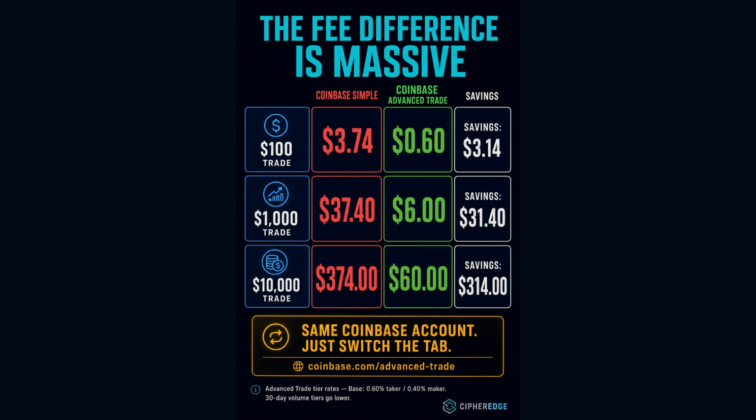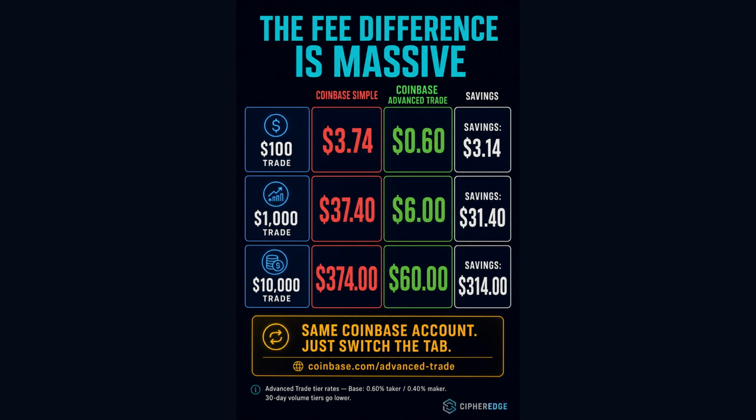We'll get to maker and taker in a moment. But here's what that gap looks like in actual dollars. On a $100 trade, Simple costs $3.74. Advanced costs 60 cents. On a $1,000 trade, that's $37.40 versus $6. On a $10,000 trade, it's $374 versus $60. $314 left on the table on a single trade.